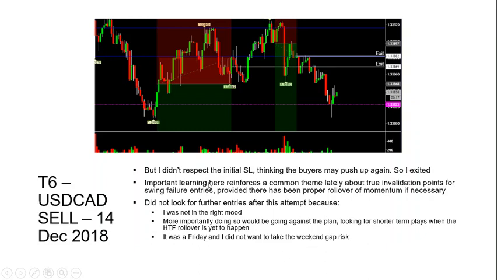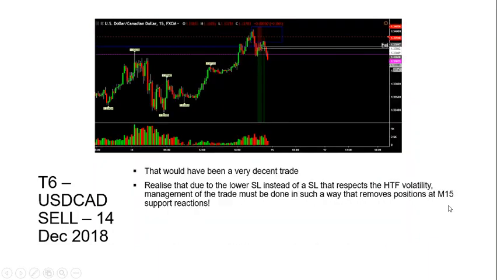So the important learning theme here really is the true invalidation points for swing failure entries. When to let the SL remain and let the choppiness happen, and when to be really strict on how price reacts from an area, right? It's a very key learning for me this week. So it would have been a pretty decent trade, that one. I think a nice 3-hour trade or something like that, if I just respected the swing failure entry, because all the signs suggested I should have, right?